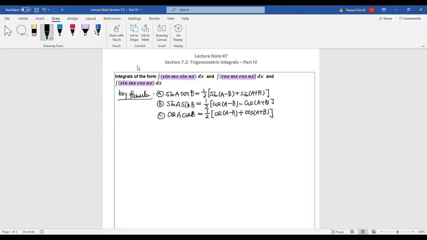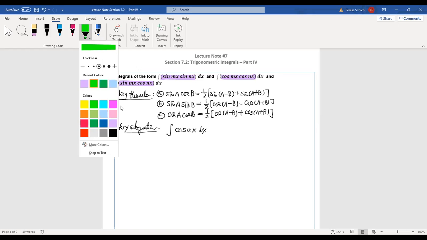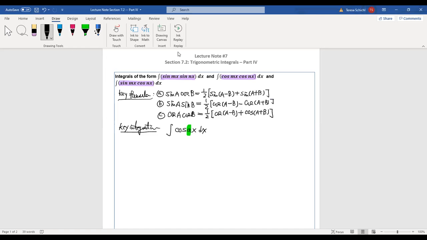Okay, so those are the 3 key formulas we are going to use. And of course, the key integration formulas too. Just like we did for the other videos, the key integration formula we need to know is if you are integrating cosine AX dx, with a constant A, then your integration will be sine AX, because of the chain rule, over A, plus C.